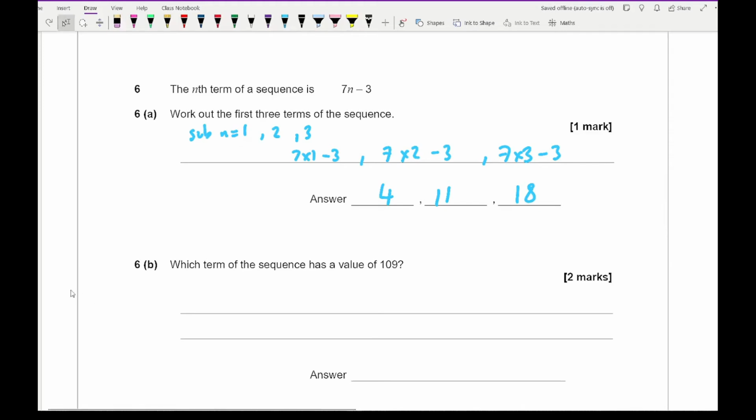Then moving on to question 6b, it says which term of the sequence has a value of 109. So for this, what we need to do is make this 109 equal to the nth term. So I've got 7n minus 3 equals 109, and then solve this equation. So 7n equals 112, and so n equals 112 divided by 7, which gives me the answer of 16.